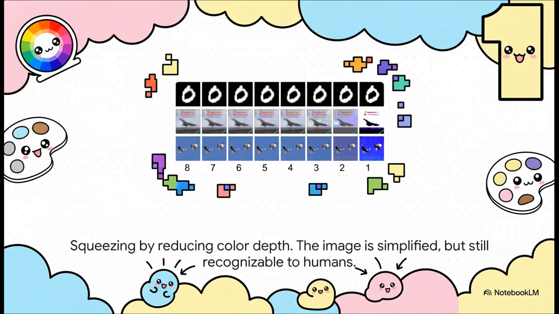So one way to squeeze an image is to reduce its color depth. A normal digital image can have over 16 million colors. But do you really need all of them to tell what's in a picture? This method just dials that number way down. As you can see, the picture still looks totally fine to us. But that process squeezed out all those super subtle color details where an attacker could have hidden their trap.